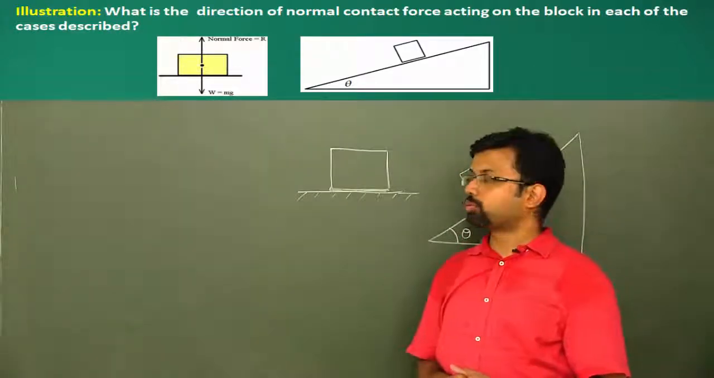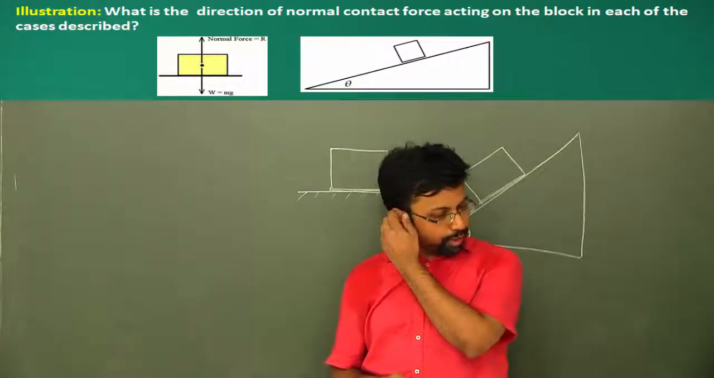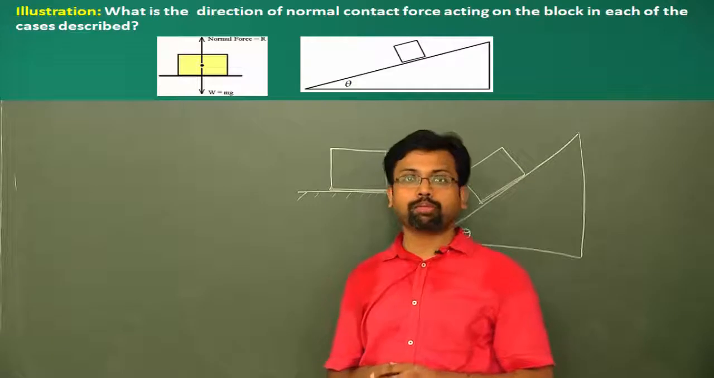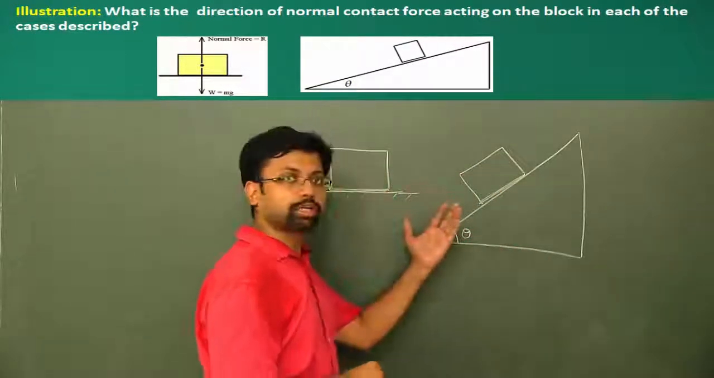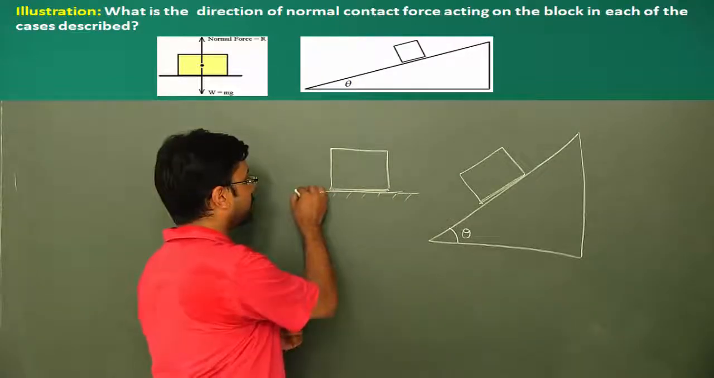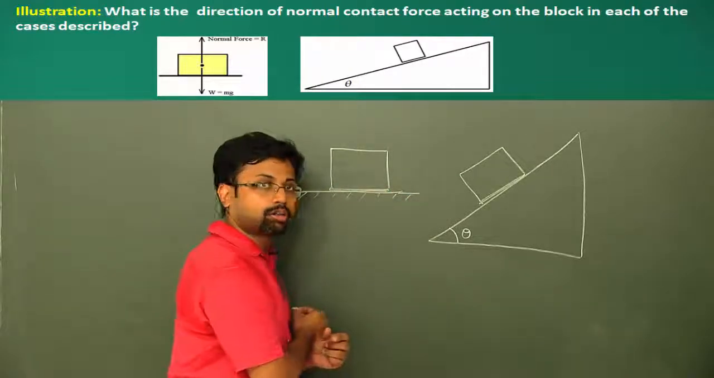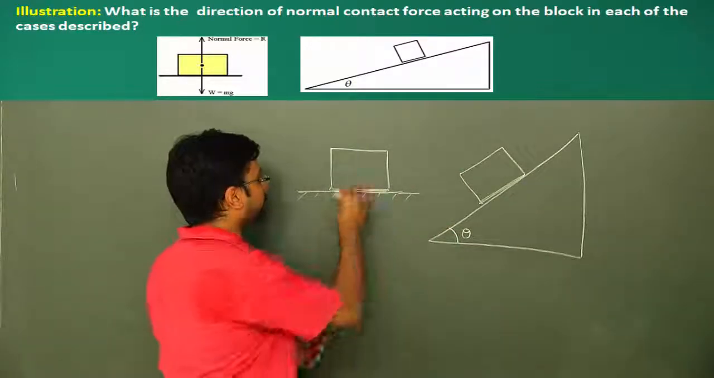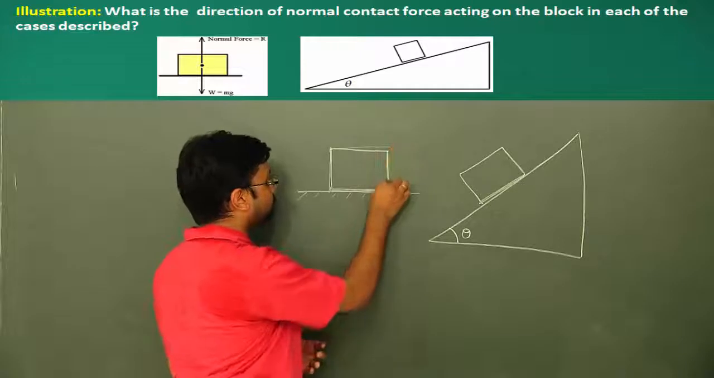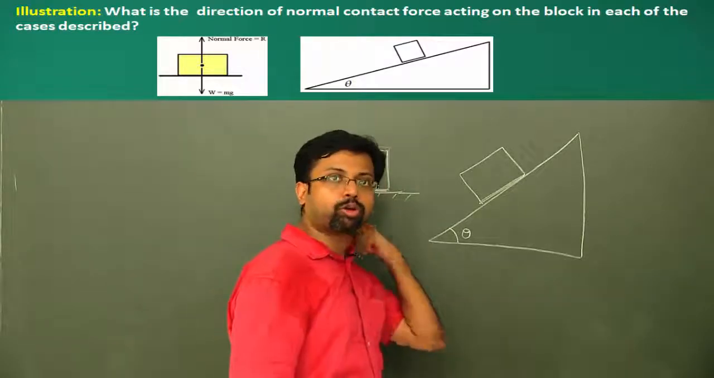So now in this question, what is asked? It is asked to point out the direction of the normal force that the block is going to experience in each of the cases. So you have the two cases described here. One is a case where the block is kept on a horizontal surface, and one where it is kept along an incline.